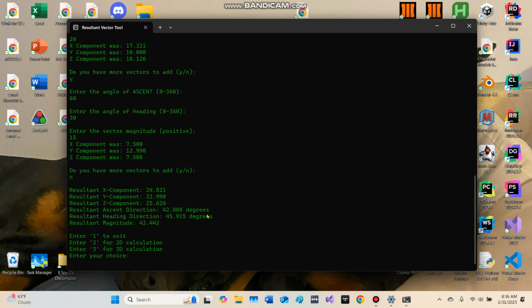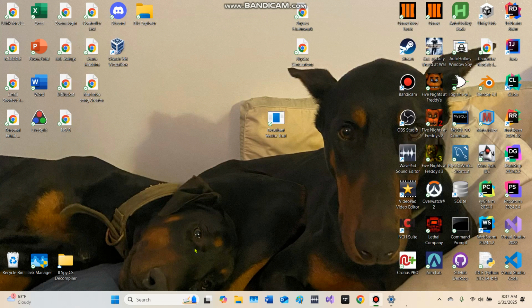So we ended up with an ascent direction of moving top right, in quadrant 1. This is a quadrant 1 ascent, so quadrant 1 between x, y. And this will be quadrant 1 between x and z, with a resultant of 42.442. And then we just hit 1 to exit, and that's that.